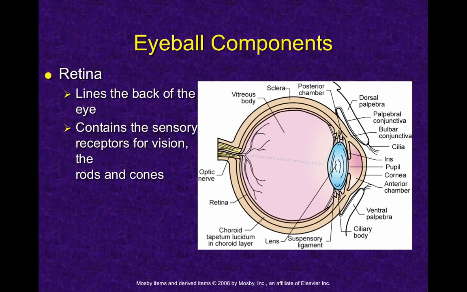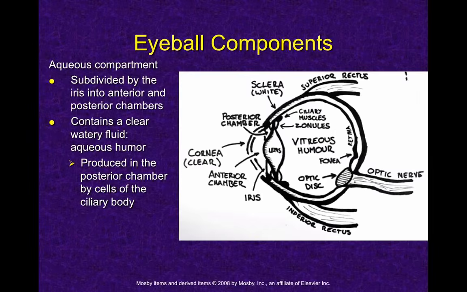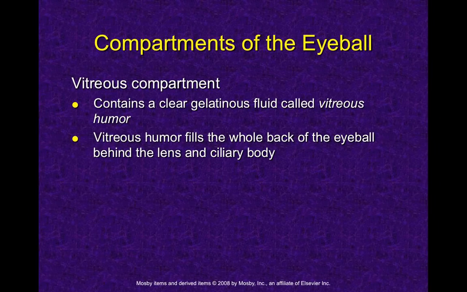The retina lines the back of the eye, and it contains the sensory receptors for vision. And these are the rods and the cones. The aqueous compartment is subdivided by the iris into the anterior and posterior chambers. It contains a watery fluid called aqueous humor, produced in the posterior chamber by cells of the ciliary body. The vitreous compartment contains a clear gelatinous fluid called vitreous humor, and vitreous humor fills the whole back of the eyeball behind the lens and the ciliary body.